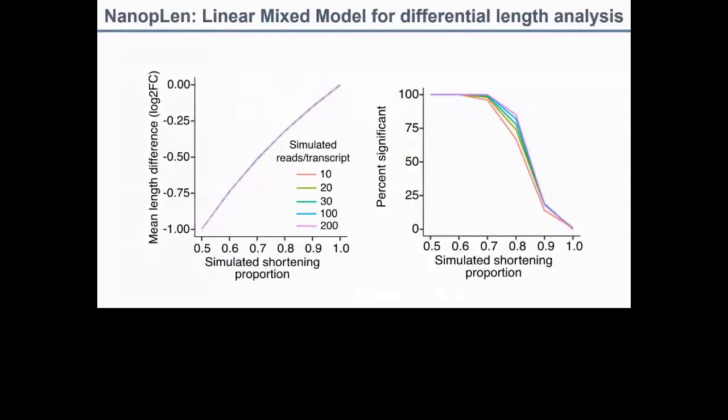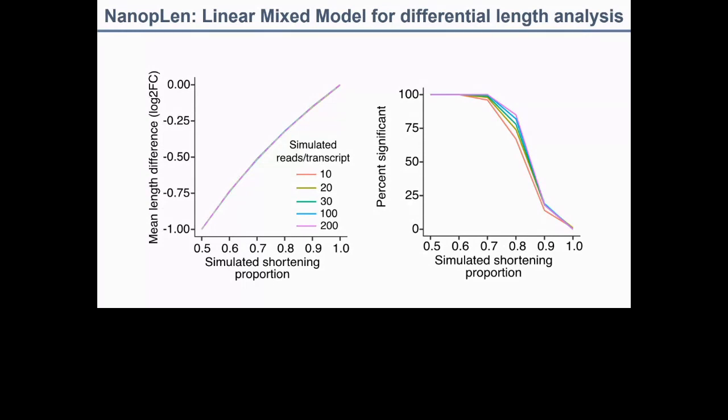Now, we see this shortening occurring, but we don't have a good statistical way to measure that. So we developed Nanoplan, which is essentially using linear mixed models, and it's the same concept as we would use for a differential expression analysis, but in this case, we're doing a differential RNA length analysis. So the first thing was, of course, to do simulation. We simulated reads at different expression levels per transcript and different shortening proportions.